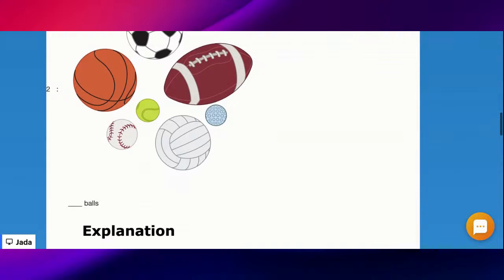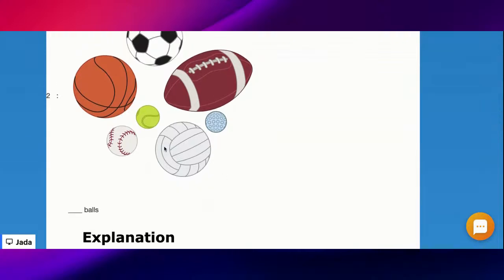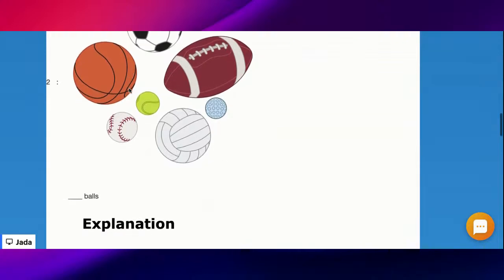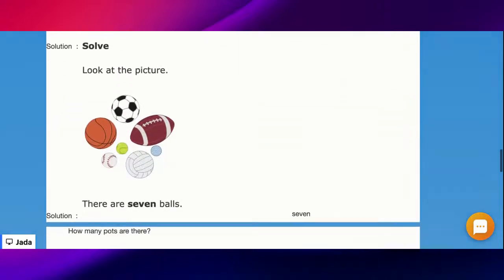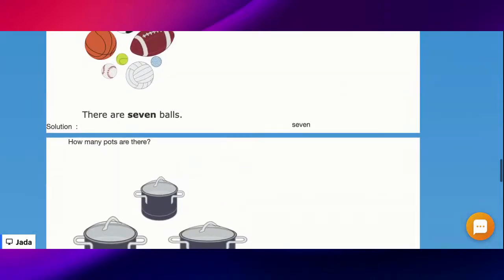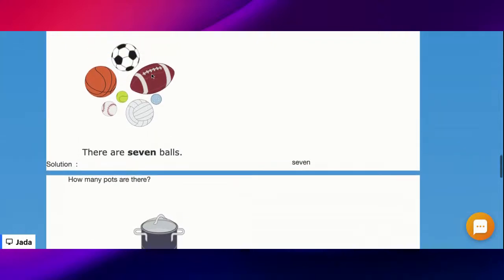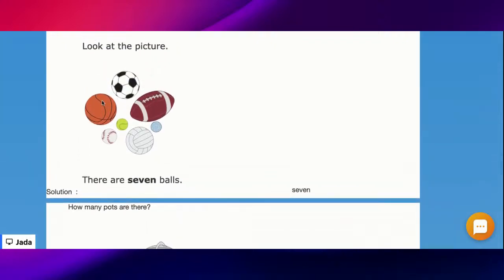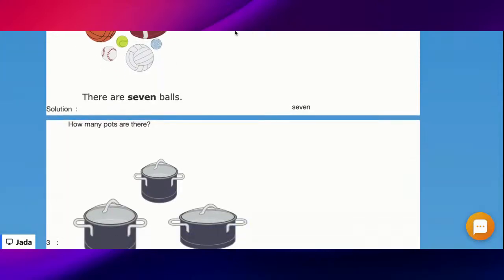How many balls are there? You have to count the balls. One, two, three, four, five, six. We have what? Six balls. Oh, seven. One, two, three, four, five, six, seven. So we have seven balls here. So you see, this is all about the numbers, counting how many we have.